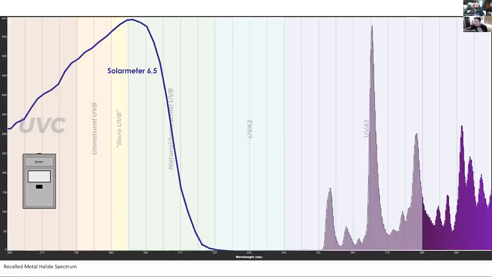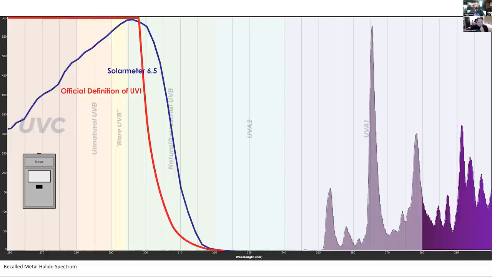So we can take the data, and we can look at it in a bit more detail. And if you remember earlier on, I mentioned that the SolarMeter 6.5 doesn't technically provide a true UVI reading. The UVI is this mathematical formula that we have, and we can apply that. We can apply the maths to the spectrum, to the data.